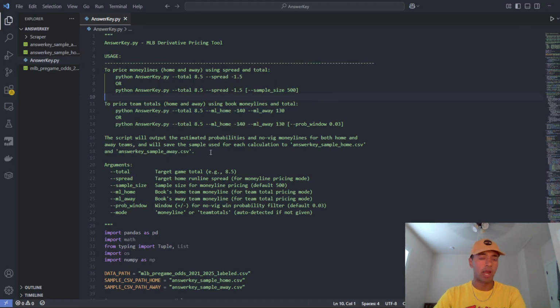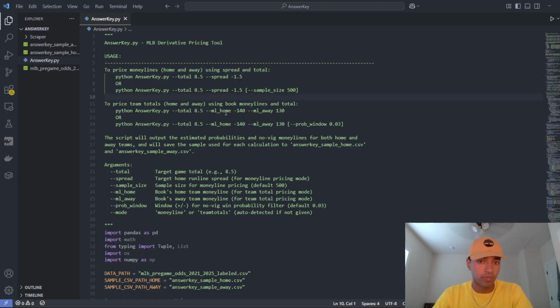Now let's go into how we're actually pricing our derivatives. So for money line, we're taking the pregame spread and the pregame total, making a sample of 500 games that match the spread and total, and then counting the zeros and ones, which team won, and then given those probabilities, we're then converting those to odds to price our games.